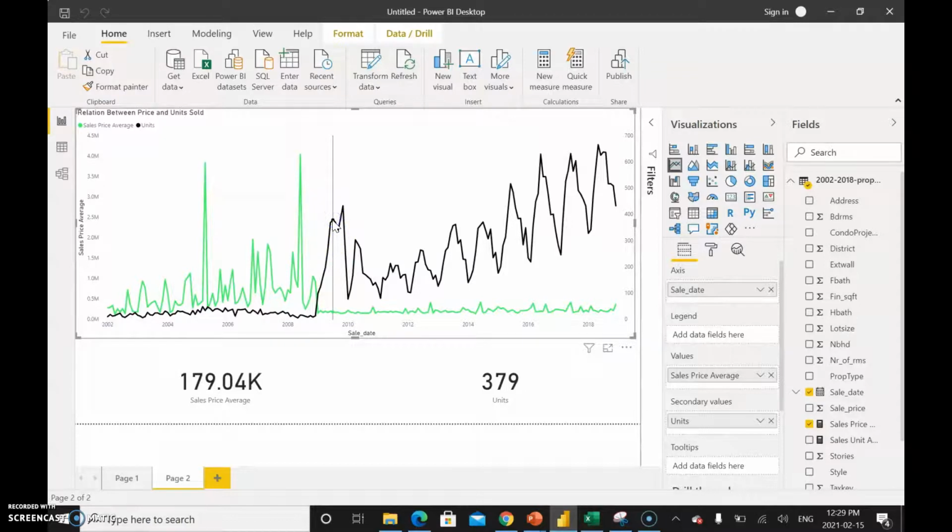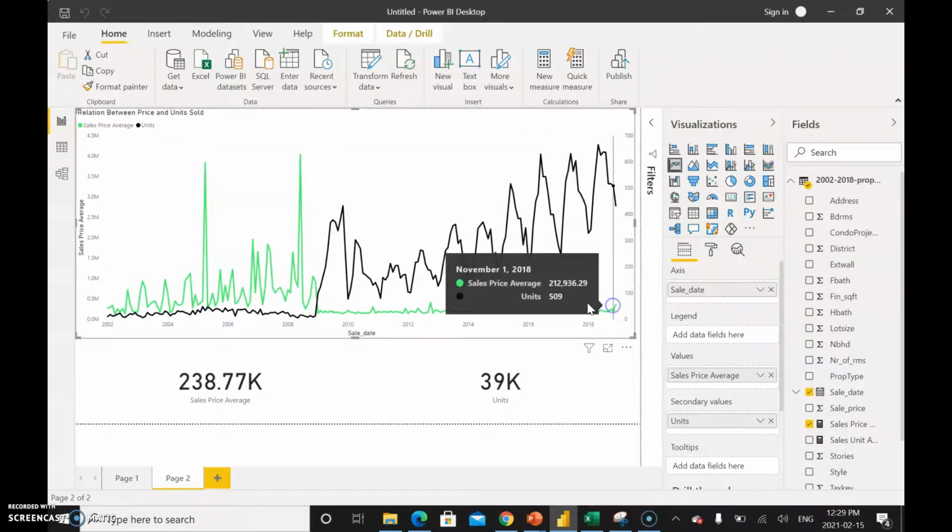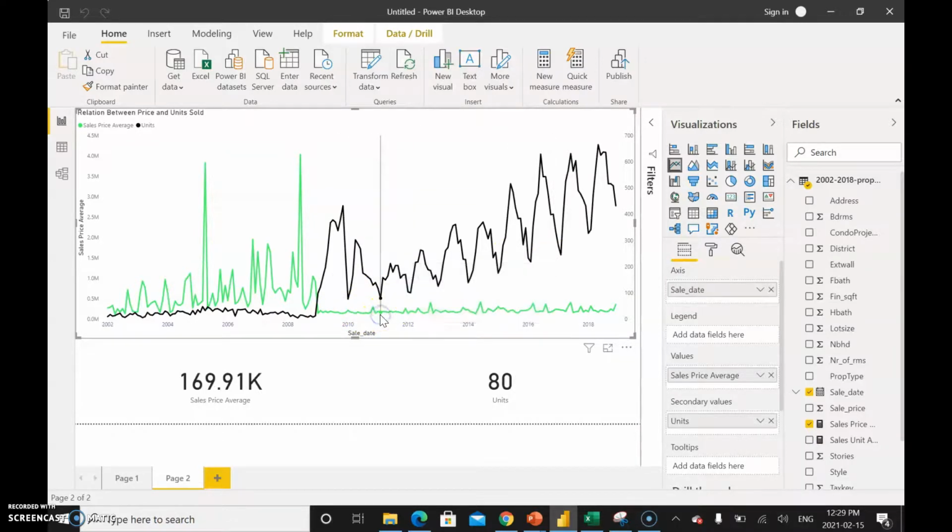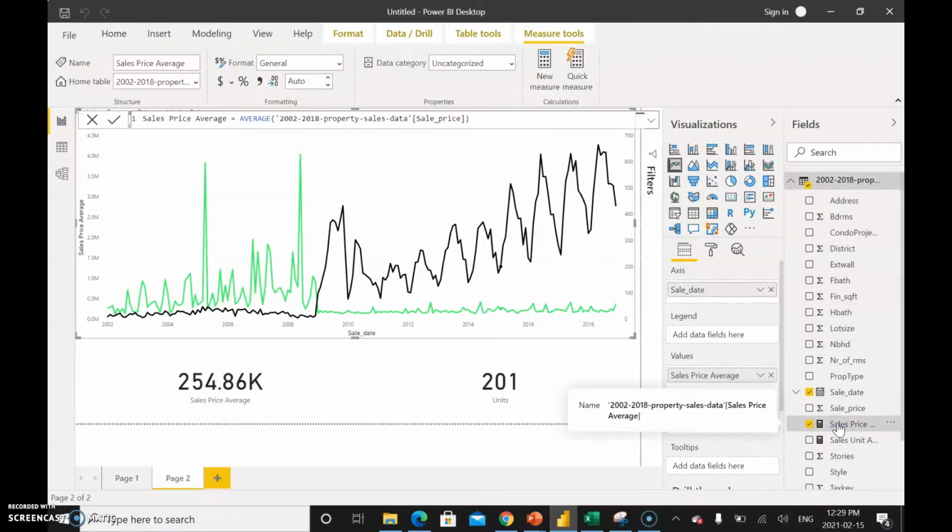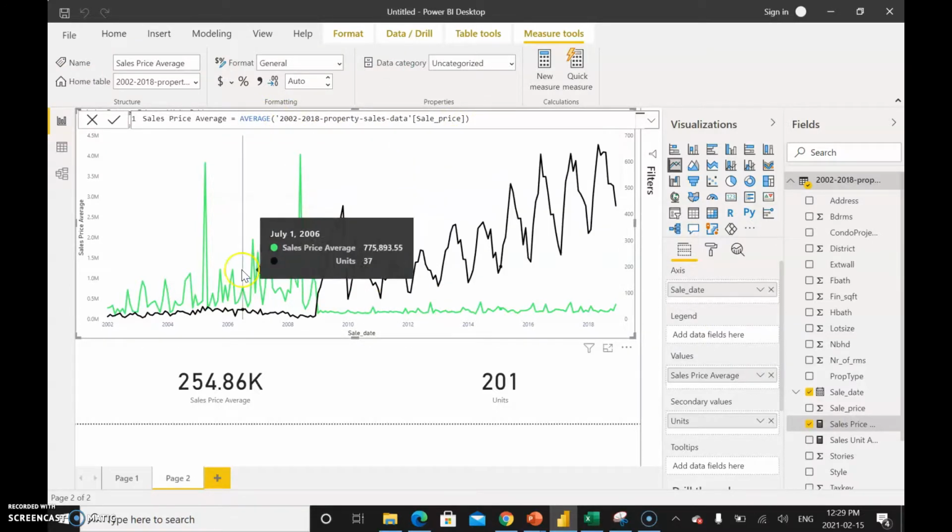So if we go to this area, when the property price is $179,000, about 379 properties were sold. From 2009 to 2018, there is always a constant rise in the property price, but there is no sudden increment in property sales. For this one, I chose this new measure in order to get the average price of the properties sold for that particular time. And that's all, guys.